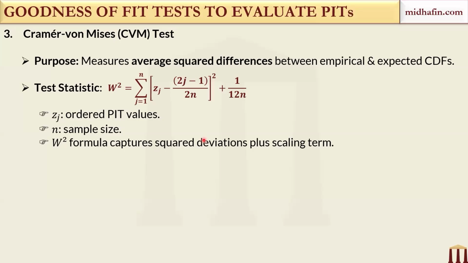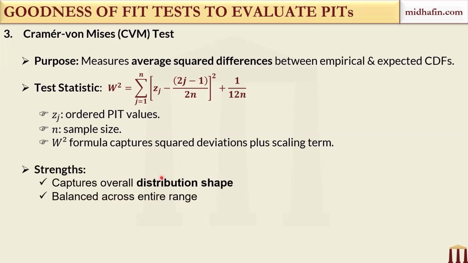So again, what are the strengths of this CVM? What is good about CVM? It does a very nice job of capturing the overall shape differences, not just isolated large gaps. So it's balanced over the entire range, making it excellent for spotting general non-uniformity, not only in the tails. But of course, it's not perfect.